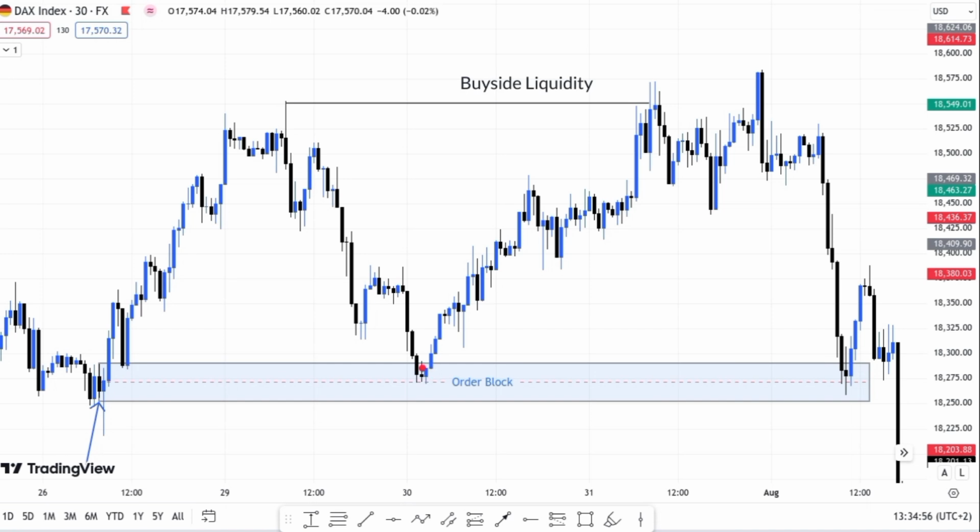Then you could have entered over this last, the third one, or you could have entered here if you weren't sure. Entered somewhere around here with your stops below here and take profit up here. As you can see, it took a while, but take profit got hit. This is within the range of 1 day. As you can see, take profit got hit.